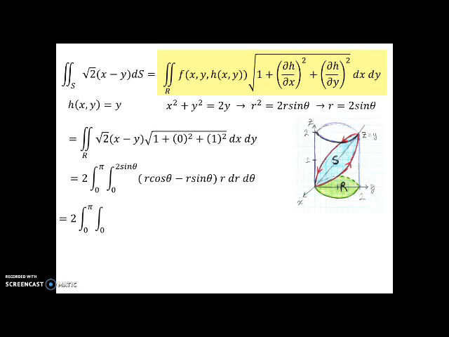So then I took the r out and combined it with the other r, so I got r squared, and then integrated with respect to r, which would be 1/3 r cubed. And so the r cubed is 2 sine theta cubed, so that's 8 sine cubed. I took the 8 out with the 2 and made it 16/3.